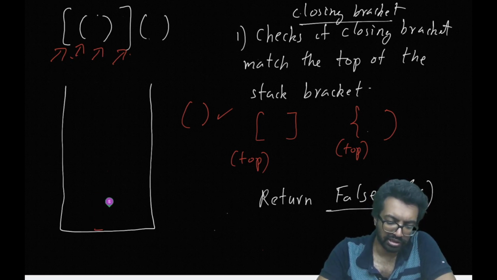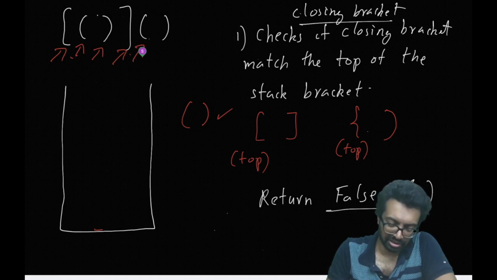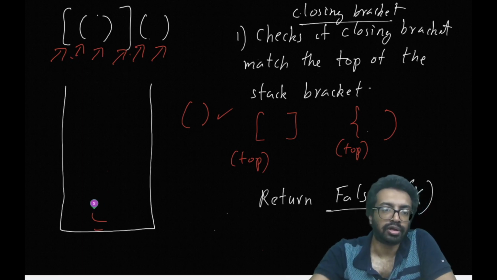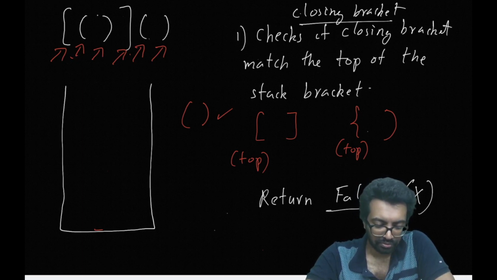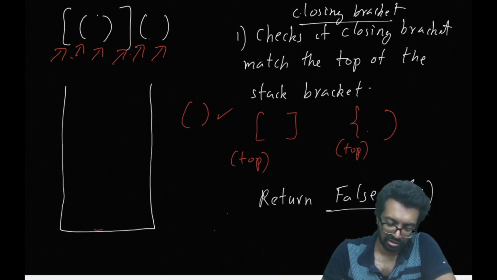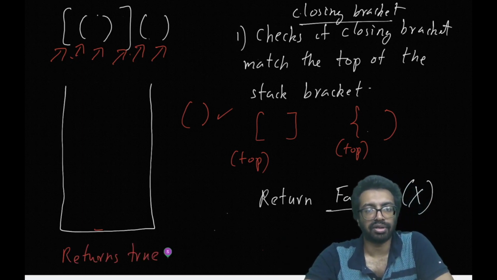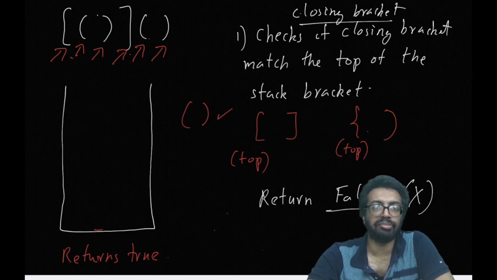Now move to the next symbol. The next symbol is again an opening bracket, push it inside the stack. Go to the next symbol, it's a closing bracket, therefore just pop out the top of the stack, but after checking whether they form a match. And now there's no more input to see. Therefore now we are going to return true in this case, because things have been matched. Every bracket has been matched.